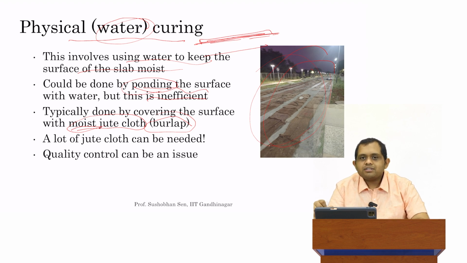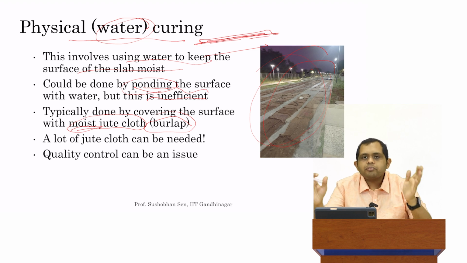Now, one issue here is that you need a lot of jute bags. So as you can see over here, if you want to be perfectly efficient, you need as many jute bags as is the surface area of the pavement. Now, as I had mentioned before, we don't construct 2 kilometers, 3 kilometers of pavements at one go.